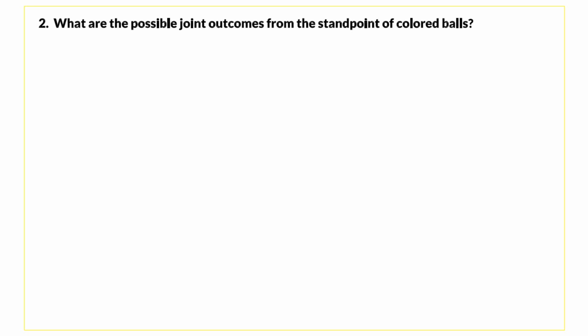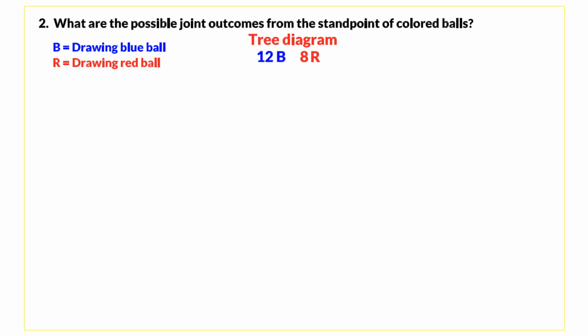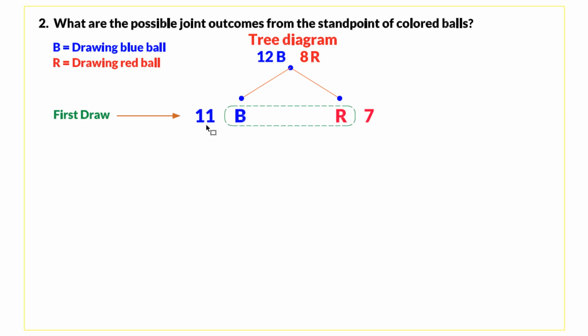Question number 2. What are the possible joint outcomes from the standpoint of colored balls? So let B represent drawing a blue ball and R represent drawing a red ball. We start drawing the tree diagram with 12 blue and 8 red. So for the first draw, we may pick 1 blue or 1 red. If we pick 1 blue, then we have 11 blue remaining out of 12, and if we pick 1 red, then we have 7 red remaining out of 8 red.